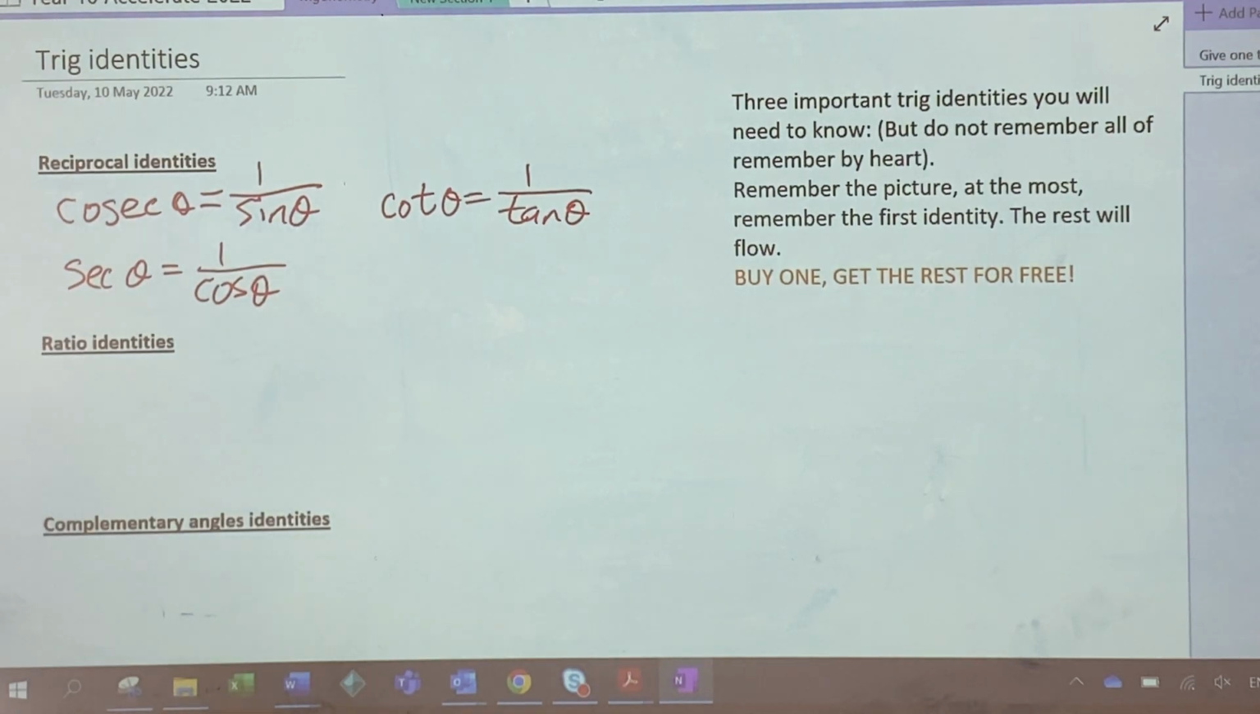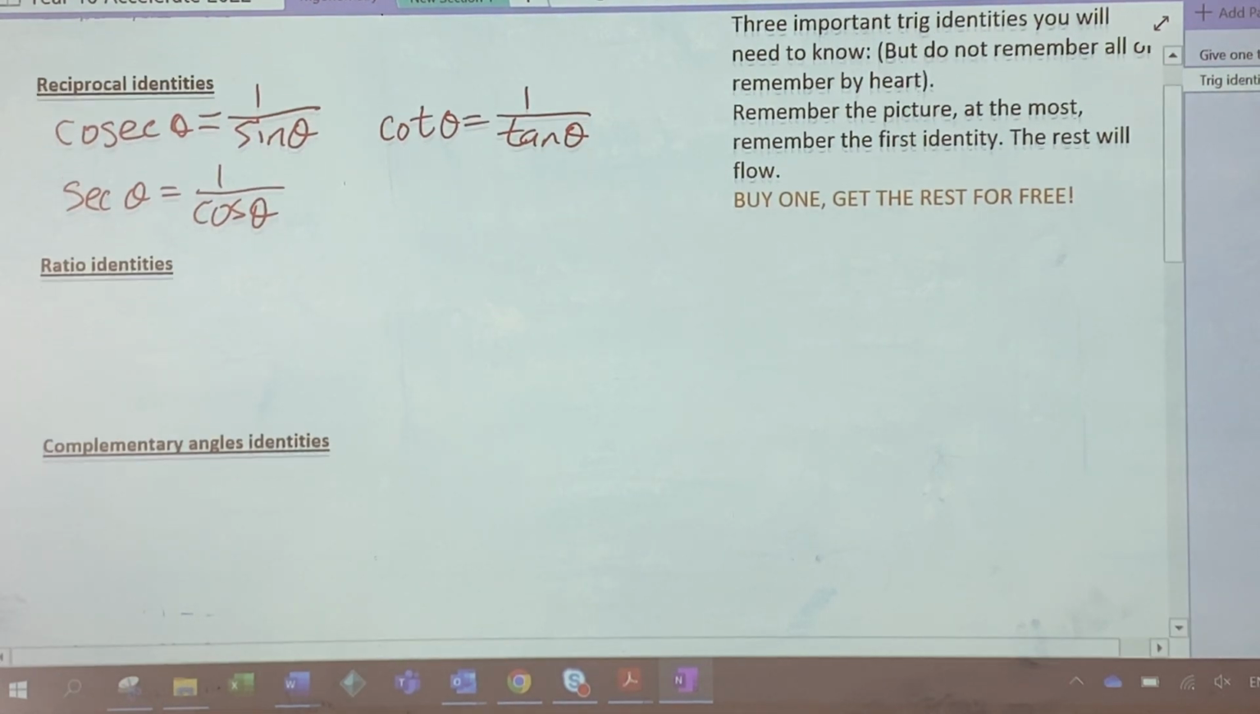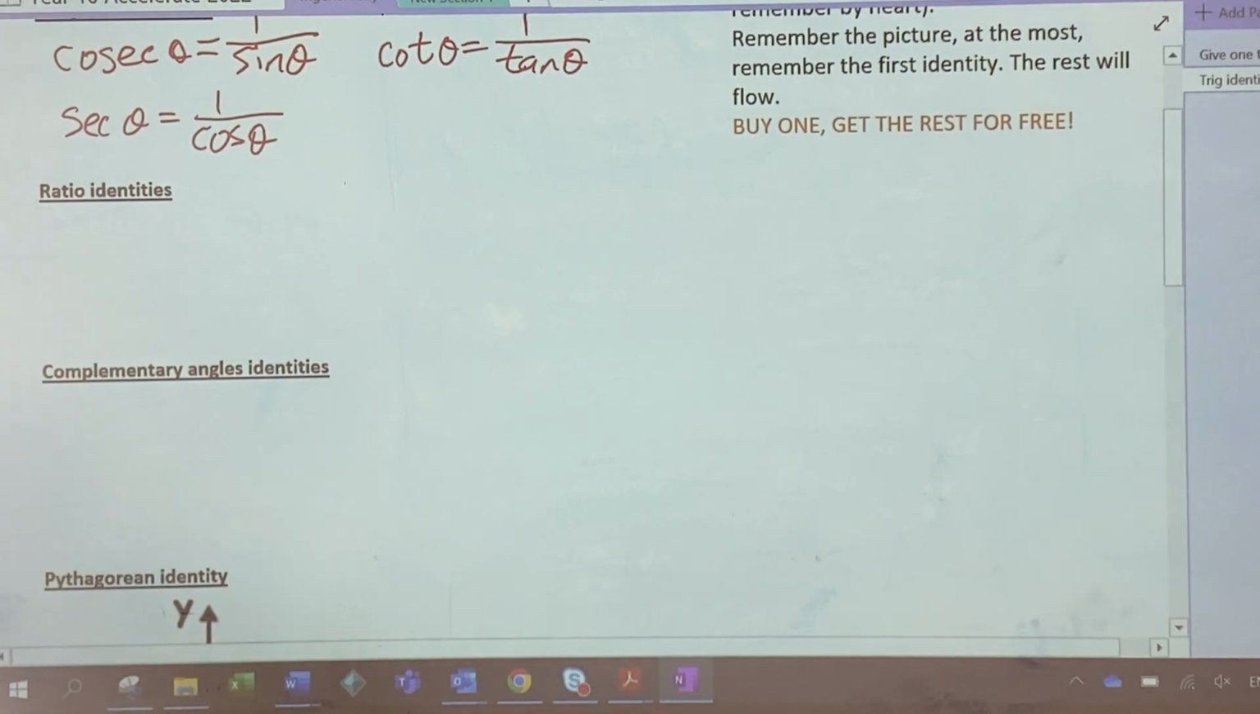Okay, so we've done reciprocal identities. You guys have seen these before. What do we mean by ratio identities? What we mean by that is tan theta equals sine theta over cos theta.